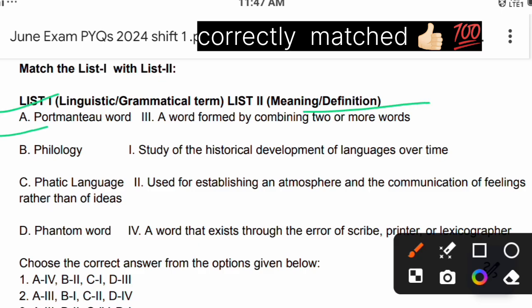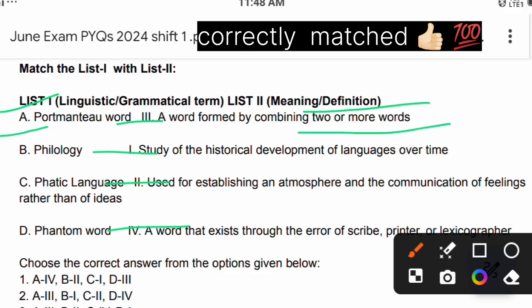Portmanteau word: a word formed by combining two or more words. Actually, when I was preparing, it was like 2 a.m. at night. So this is what happened: I forgot to put the options and instead put the correct answer. As you can see, the options are correctly matched. No problem, you can just memorize this way.